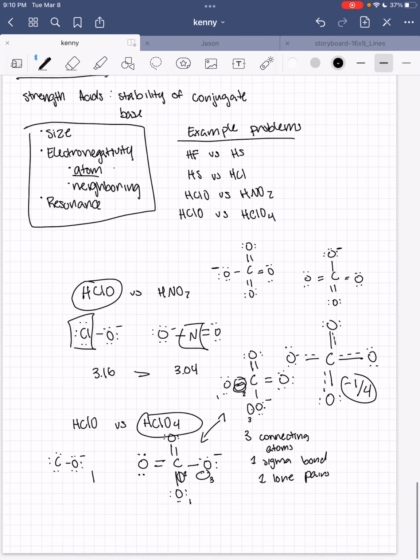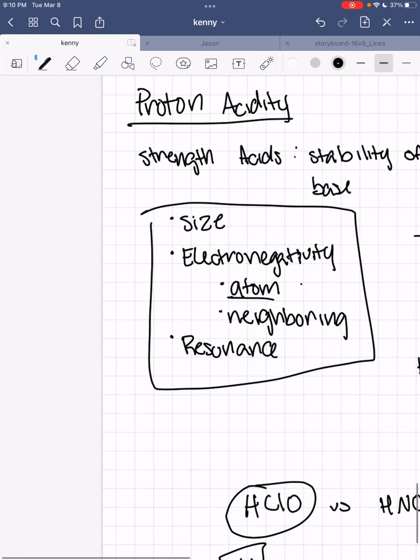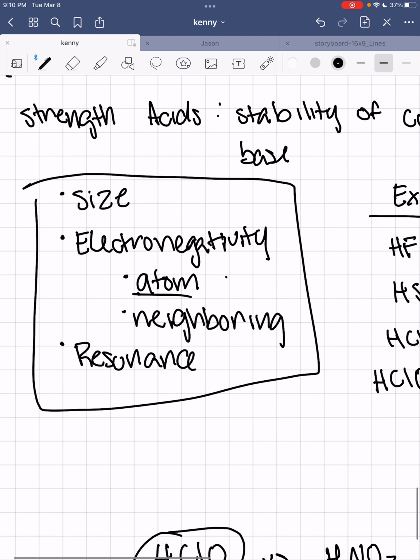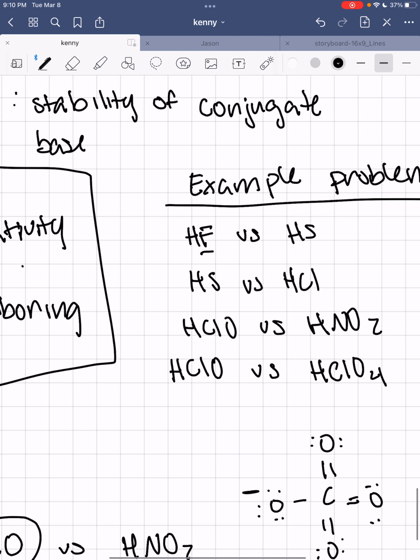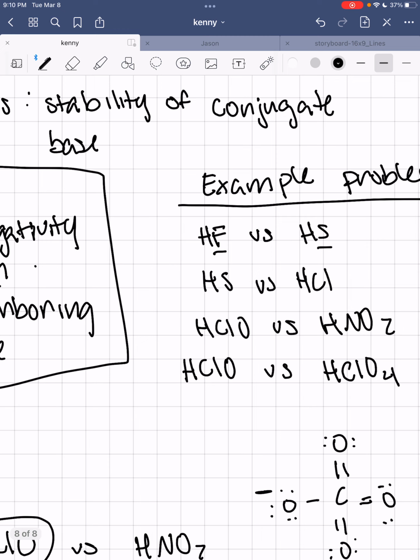And that's about all the problems. I'll just do a quick run through again in case I did a pretty bad job explaining. So for size, it depends on the conjugate base, and the conjugate base depends on the period number of the element. Like the example over here, fluorine and sulfur. Fluorine's in period 2, sulfur's in period 3, so this one would be more acidic.